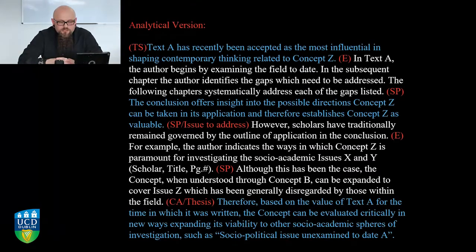In this version, the sections in blue contribute to the analysis. The first part is description of the topic sentence, which then gives explanation of that. The second part is a specific point, which is followed by the explanation of that point. After that is the argument, which concludes that text A, in the time which it was written, the concept can be evaluated critically in new ways, expanding its viability to other socio-academic spheres of investigation, such as whatever hypothetical socio-political issue you wish to examine. This proves the significance of the concept goes far beyond what is commonly thought. That can be an argument in itself.